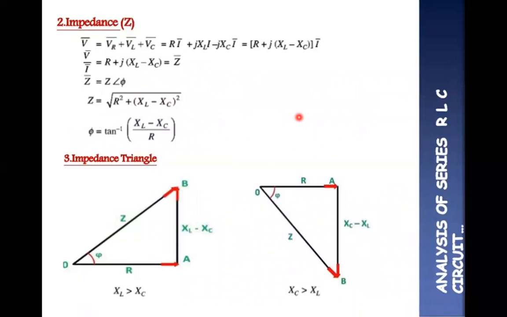So from here, I'm directly writing the impedance: Z will be equal to under root of R square plus (XL minus XC) whole square. And the phase difference phi is equal to tan inverse of (XL minus XC) by R. These are the two impedance triangles for both cases, when XL is greater than XC and when XC is greater than XL.